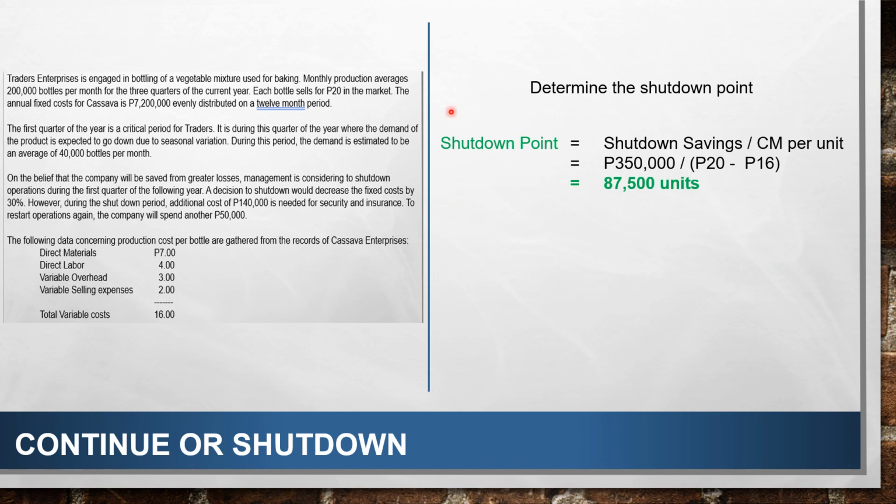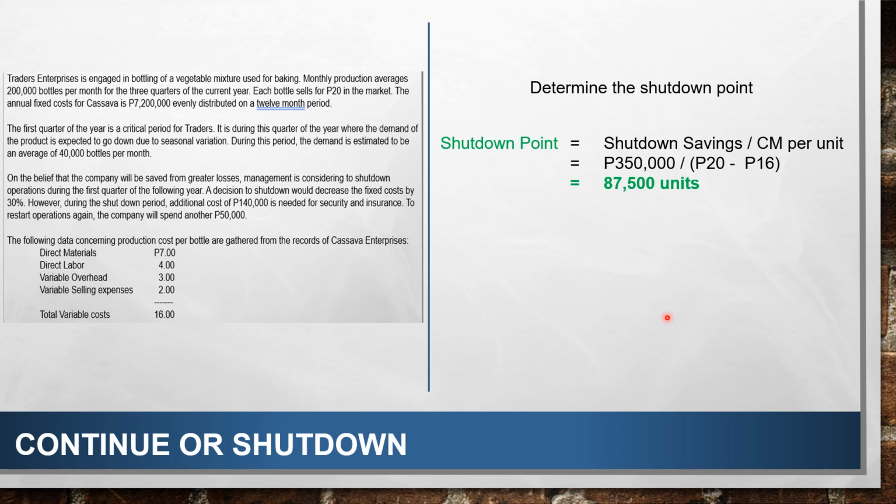So we have here our shutdown point. Recall that shutdown point is equal to shutdown savings divided by the contribution margin per unit. Again, our shutdown savings is the fixed cost under normal operations less shutdown cost. So we have shutdown savings of 350,000 divided by our contribution margin per unit. As we can see here, we have a selling price of 20 and variable cost of 16, so we have 4. So 350,000 divided by 4 gives us 87,500 units.